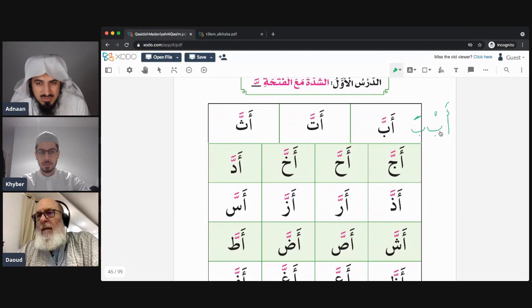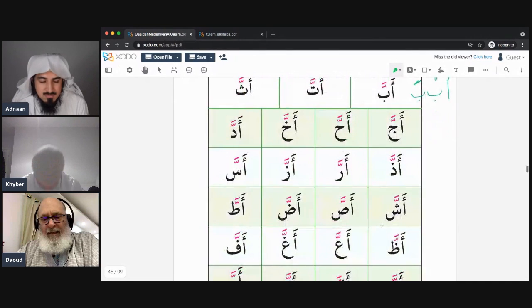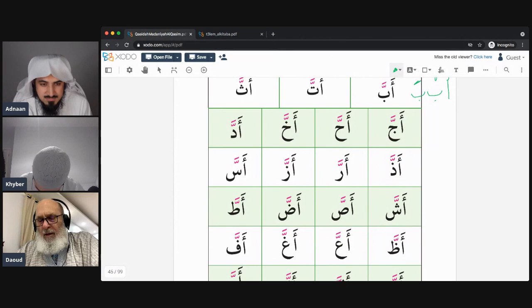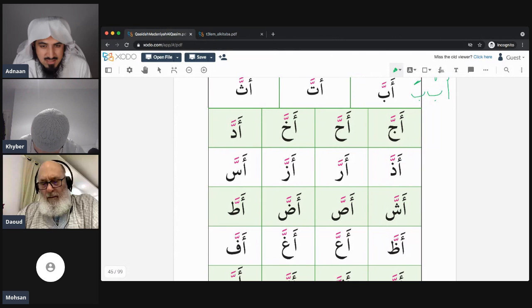If you look in my book, do you remember how I wrote this for you? Alif, and we wrote 2 bars, one with a sukun. So abba, abba, Ajja, Aha, Akha, Adda, Atha, Adha, Ara, arra.